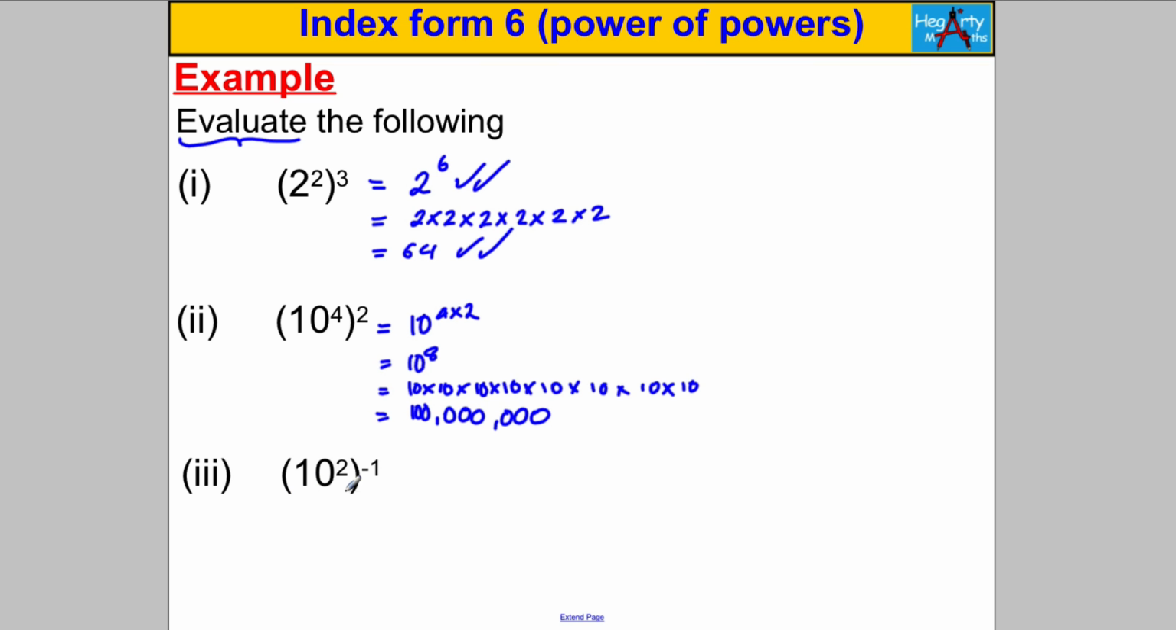Last one, 10 squared all to the negative 1, so that's going to be 10 to the 2 multiplied by negative 1. 2 multiplied by negative 1 is negative 2, so 10 to the negative 2, and this means 1 over 10 squared, or 1 over 100, and 1 over 100, or 100th, we should know as 0.01. Okay, so let's try the next question.